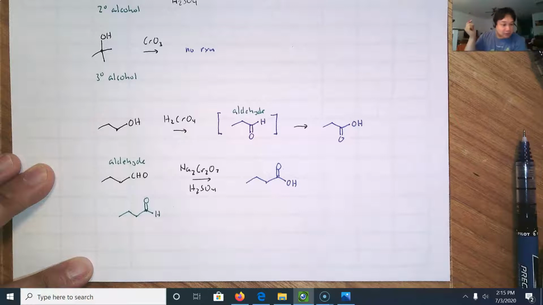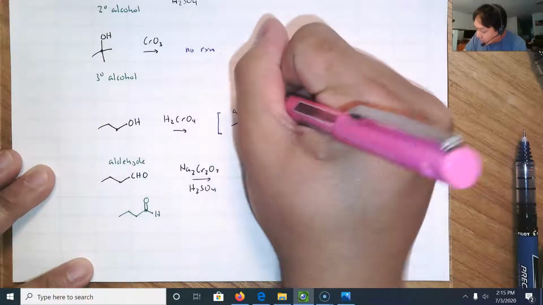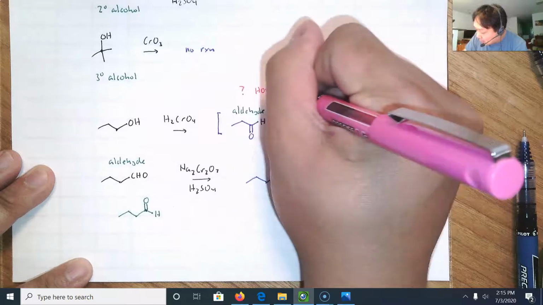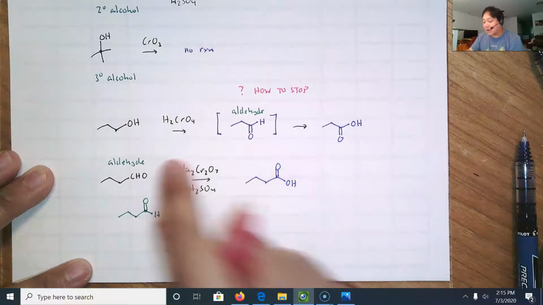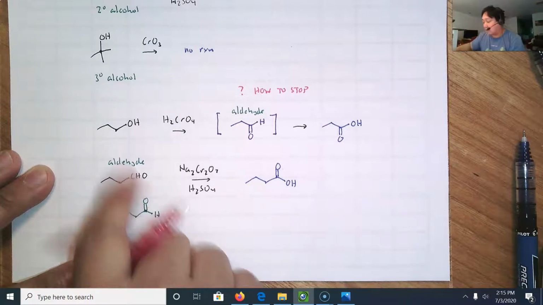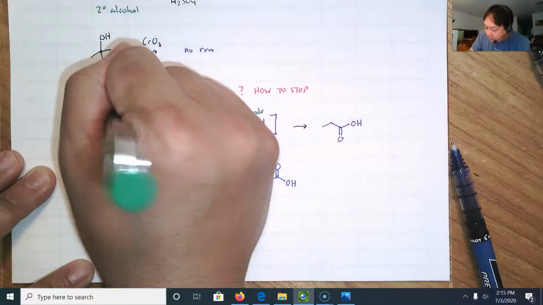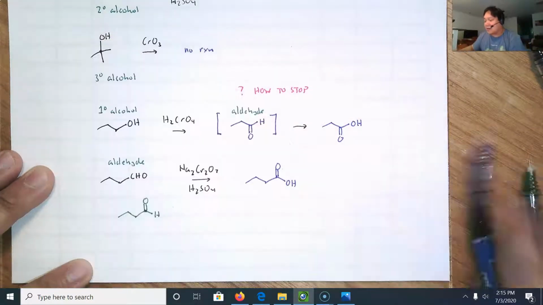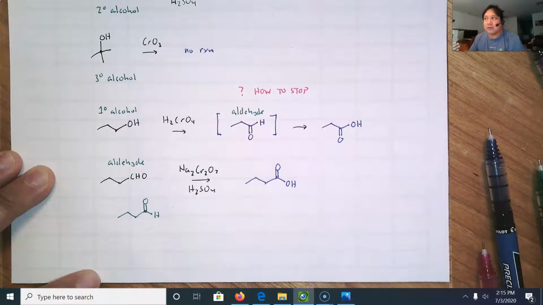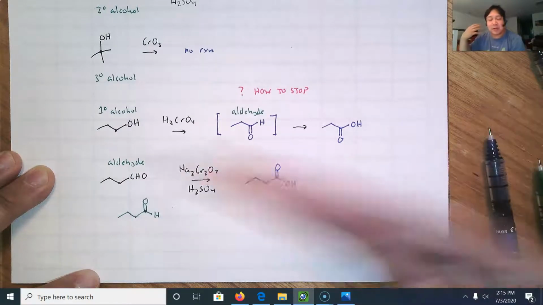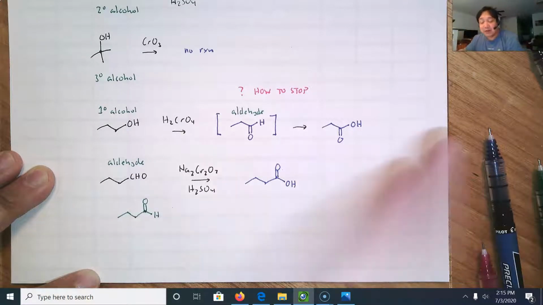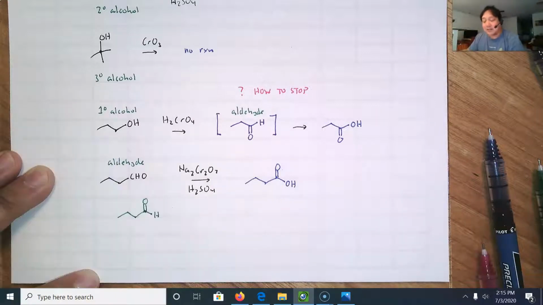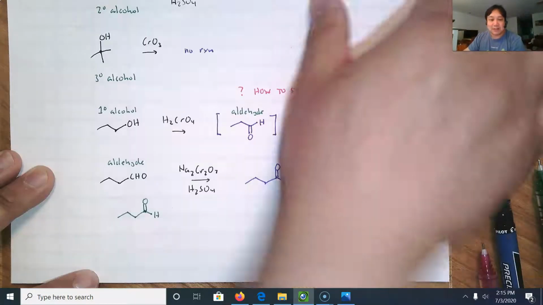Reaction H. Okay, reaction H is, well, how do I stop here? How do I stop at the aldehyde if I want the aldehyde from a primary alcohol? Do you see how it's very important now? Things are going to be a lot easier if you can state the class of molecules, because now you could remember primary alcohol oxidizes to carboxylic acid. Secondary alcohol oxidizes to ketone. Tertiary alcohol doesn't oxidize. All under these chromic acid oxidations.